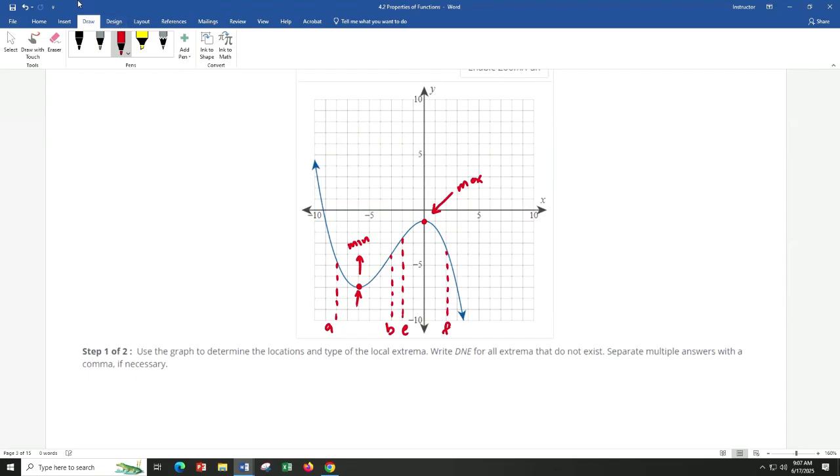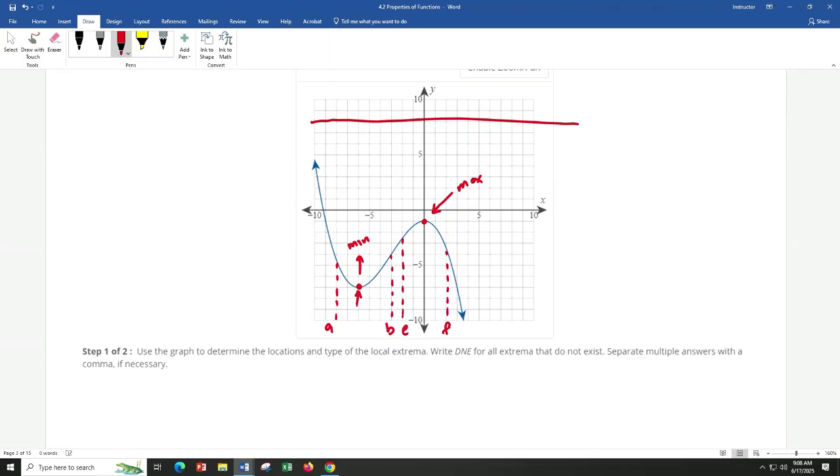Step one. Find the local minimum. Well, my local minimum says this. It says use the graph to determine the locations and types of local extrema. Write DNE, does not exist, for all extrema that do not exist. Well, think of one that might not exist. If you see a function that's a straight line, where's your local extrema? It doesn't have one, so kind of watch out for that.